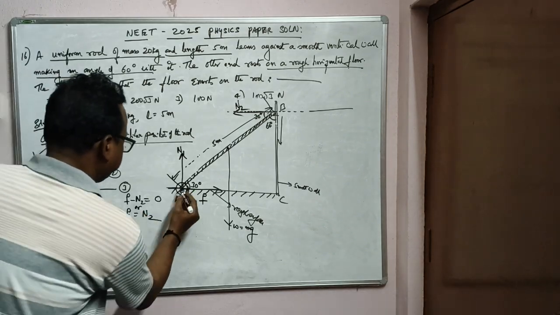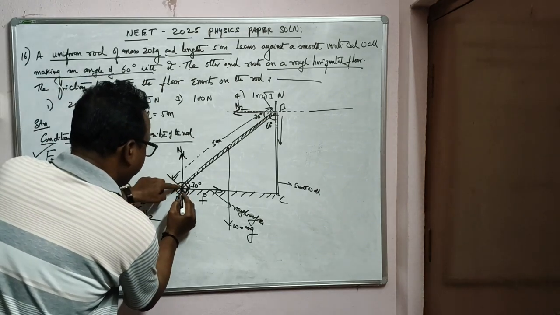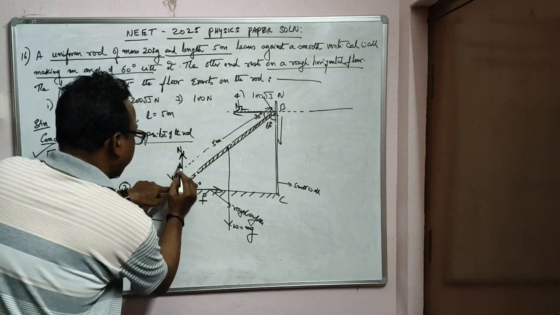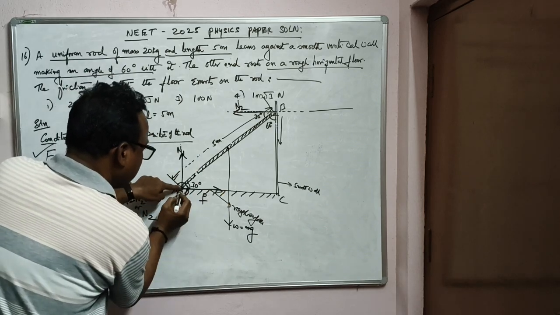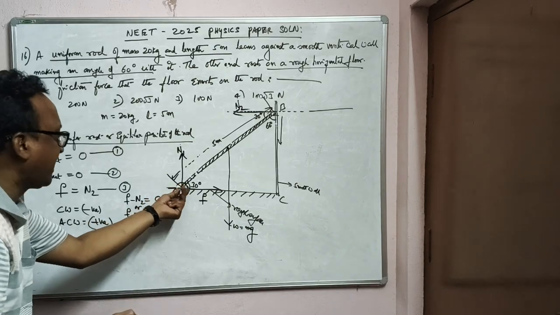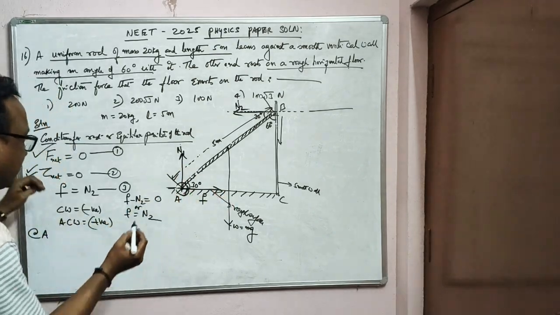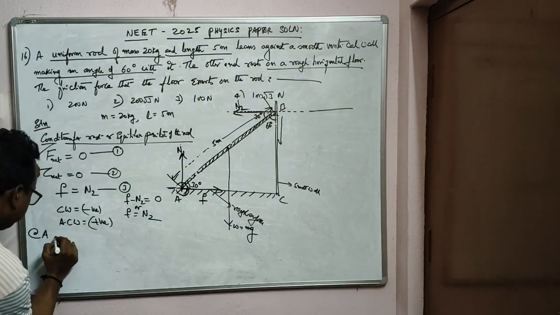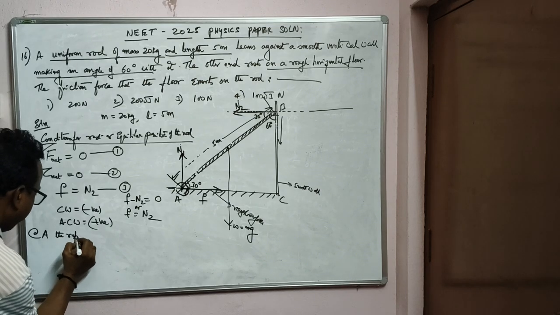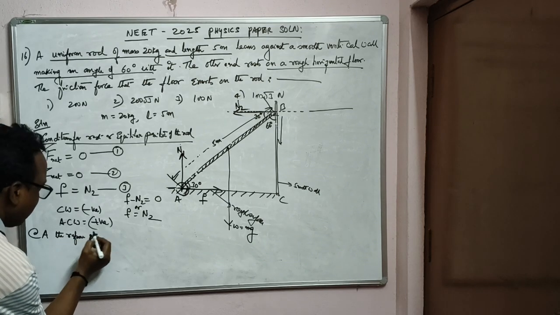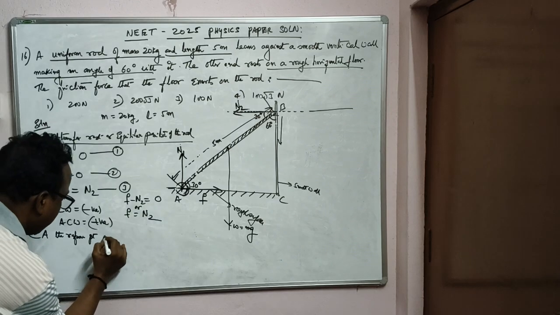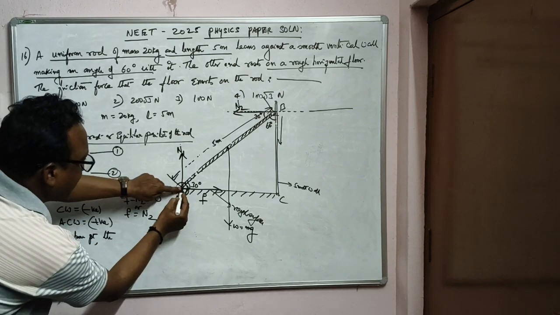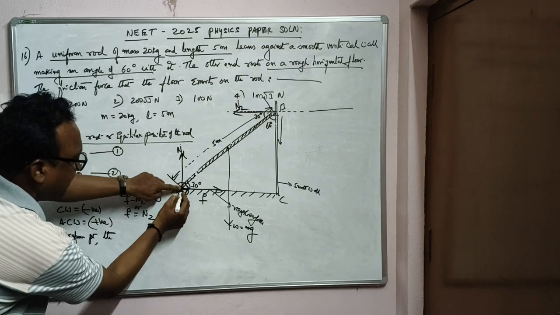I will take A. At A, whatever forces are acting, one is N1, another is F. With reference to this level I have assumed, the torque will be 0 here. At A, the reference point, this point I'm taking as the reference point.